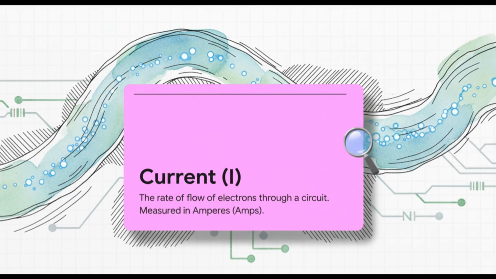Next up is current, which we've already met. This is the rate of the flow itself. You know, how many electrons are actually moving past a certain point every second. It's the volume of that electron river.